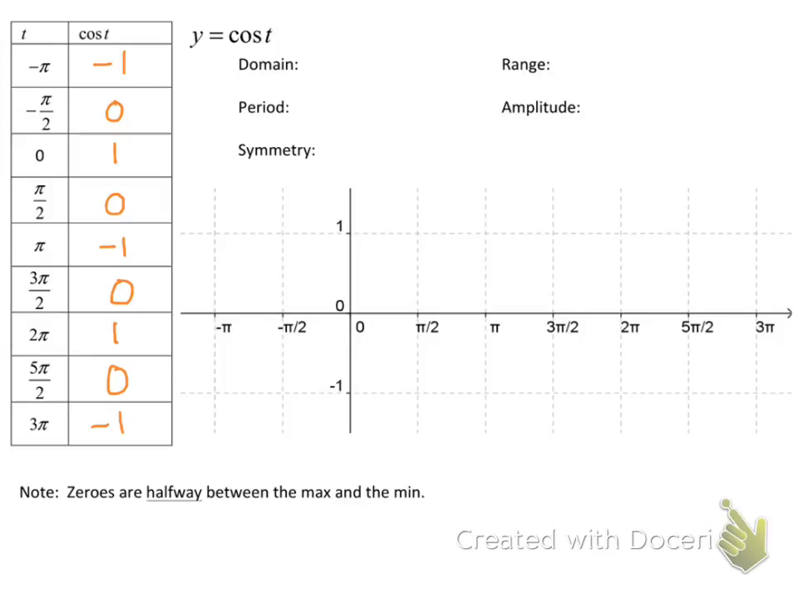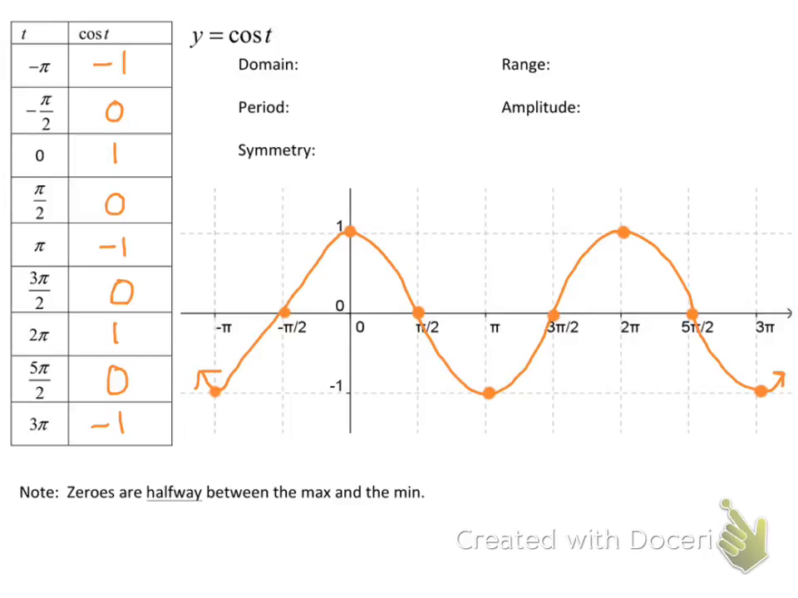negative 1. So, if we were to plot these values on the grid below, negative pi is negative 1, 0, 1, 0, negative 1, 0, 1, 0, negative 1. And if we connect it, it's going to look very similar to sine, but slightly different. And the main difference is that sine intersects through the origin, and this function cosine intersects through the point 0, 1.